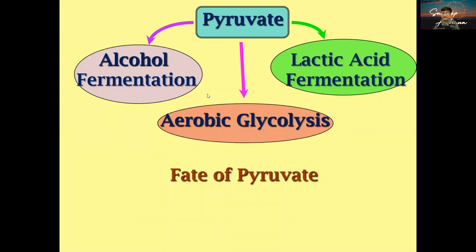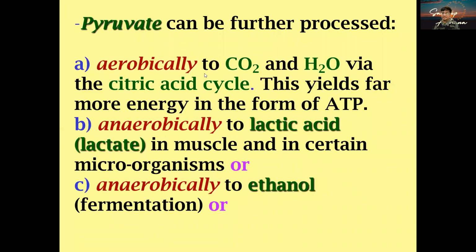So as I told you, the pyruvate will have 3 ways to go: alcohol fermentation, lactic acid fermentation, and aerobic respiration. That is how it is going to be. Aerobically, pyruvate will enter into the mitochondria, where it will be broken down into CO2 and water. This is part of the citric acid cycle or the TCA cycle, and that will yield more ATPs. Around 36 to 38 ATPs are going to be formed.